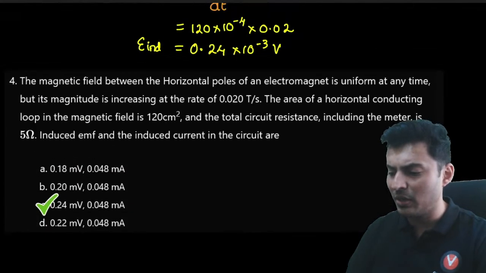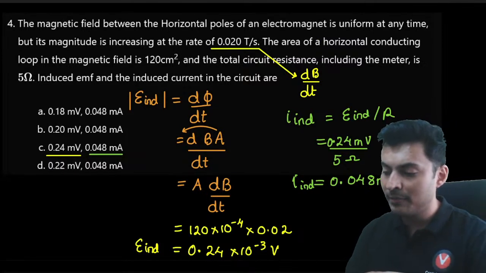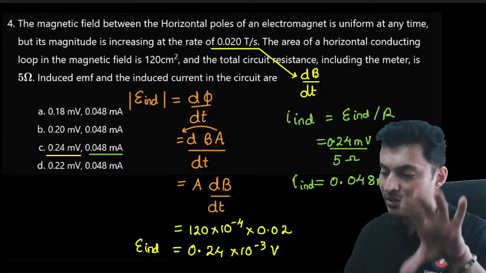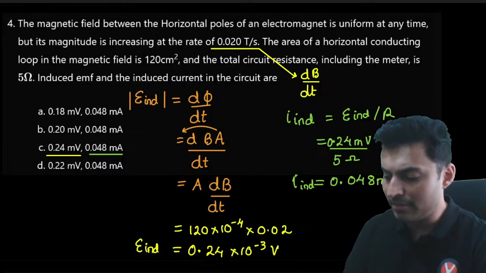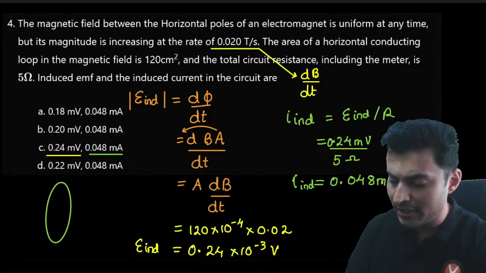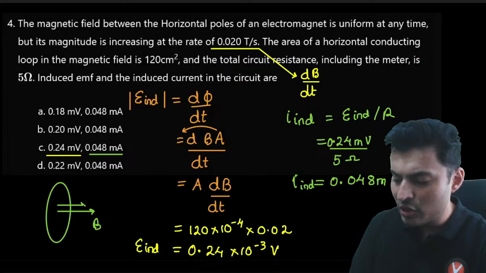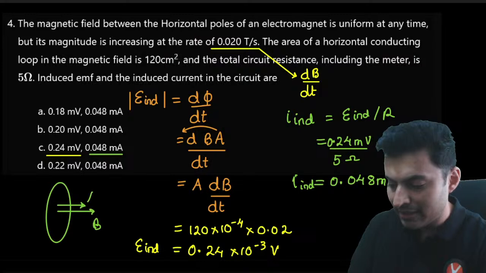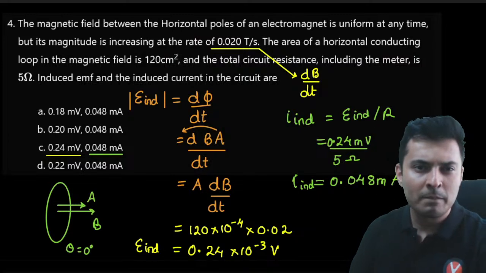Cos theta is not there because, see the questions over here. The magnetic field is horizontal and the coil is also, you know, perpendicular. The area of the coil is like this. This is the coil and the magnetic field is over here. If it is not given, assume that theta is zero. Okay? Cool.